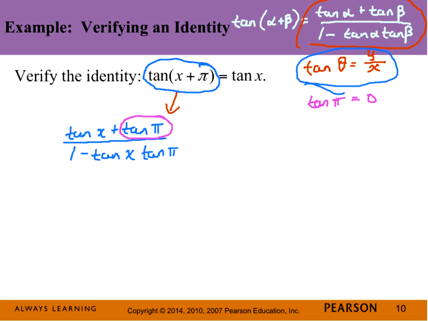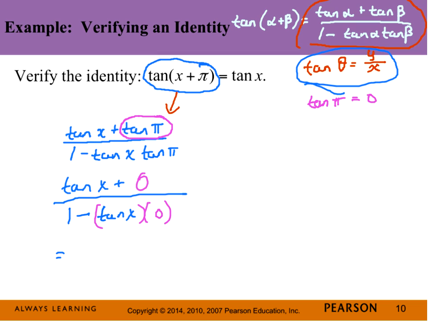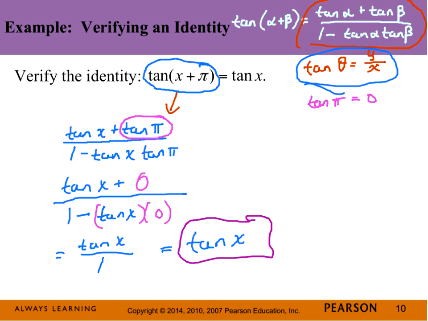So plugging that in gives us the tangent of x plus 0 over 1 minus the tangent of x times 0. All right. And it's good that we're multiplying by 0 and adding 0 because we're getting rid of a lot there. When we calculate here, we're left with a tangent of x in the numerator, and we're left with 1 in the denominator, and we know that anything divided by 1 is just itself, the tangent of x. So you can see here, we have verified that the tangent of x plus pi is no different than just taking the tangent of x.